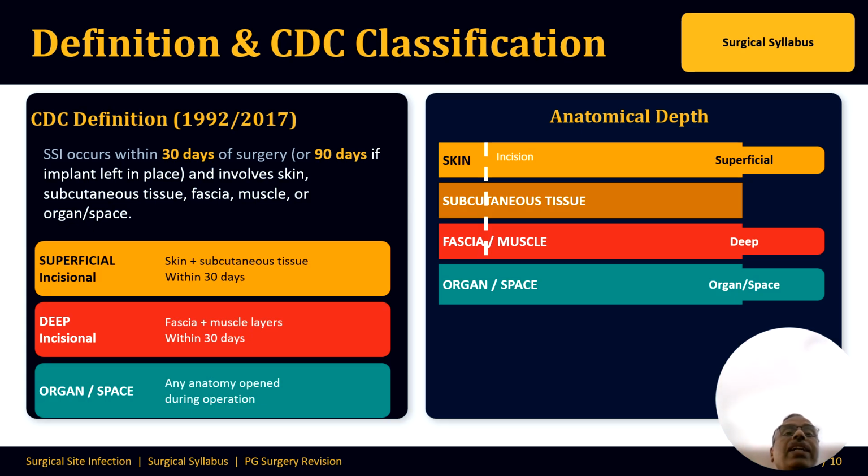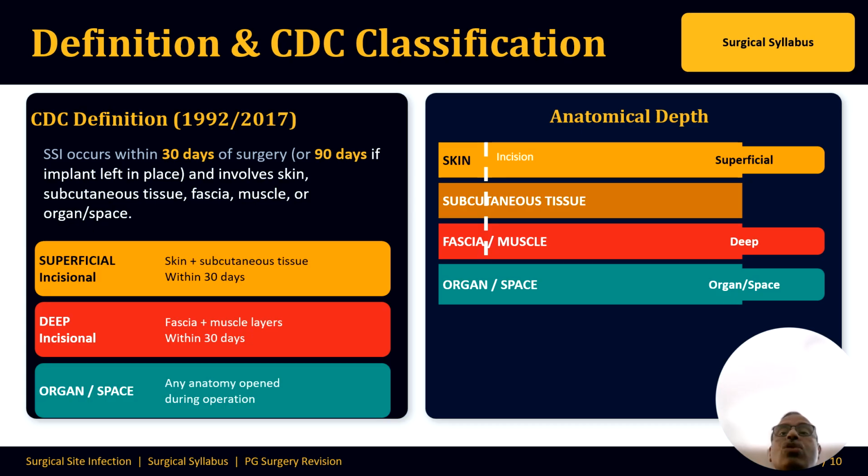Now, this surgical site infection can involve different anatomical layers depending on how severe the infection is. So it can involve just the skin and subcutaneous tissue, or it can go on to involve the fascia, muscle, or even the organ space. So first and foremost is the superficial. If we classify according to the anatomical depth of the surgical site infections, we can have a superficial incisional SSI, a deep incisional SSI, and an organ or organ space SSI.